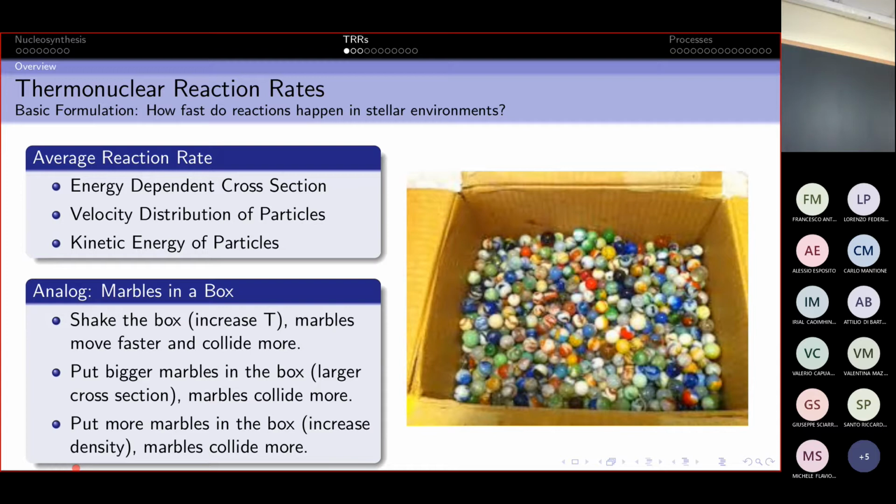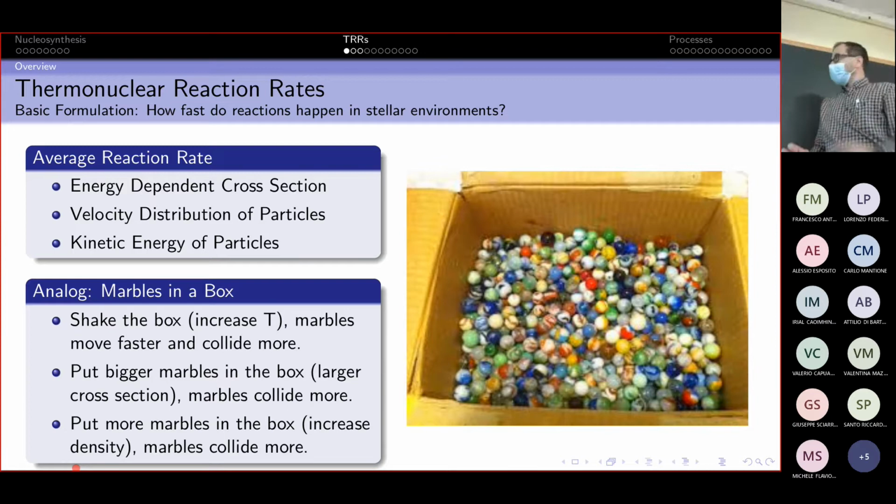I think of a nuclear plasma like a box of marbles. If I shake the box, I'm increasing the temperature. I shake it faster, I'm increasing the temperature. The marbles move around faster, and they collide faster. If I put bigger marbles in the box, I increase the cross section, and the rate increases, at least for the bigger marbles. If I pack more marbles in the box, I increase the density. The marbles are closer together, they react.